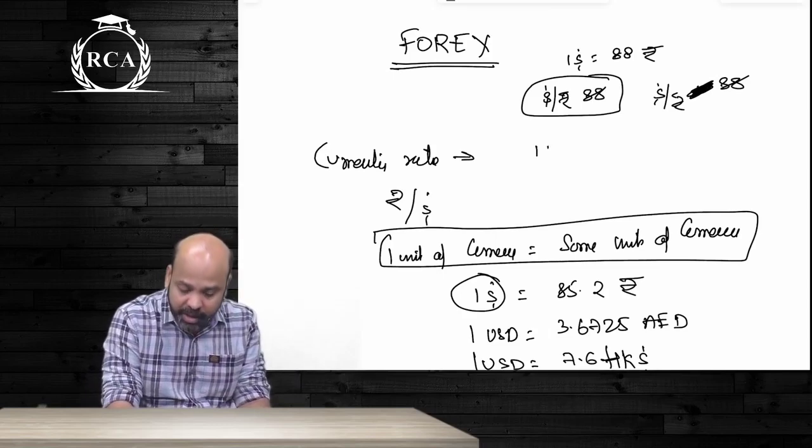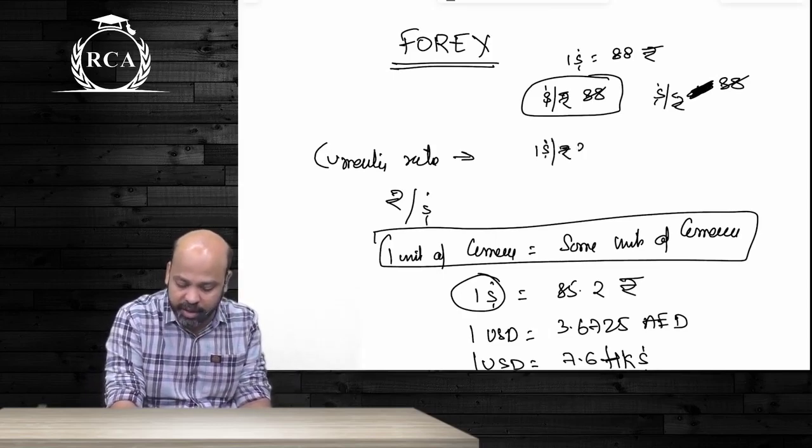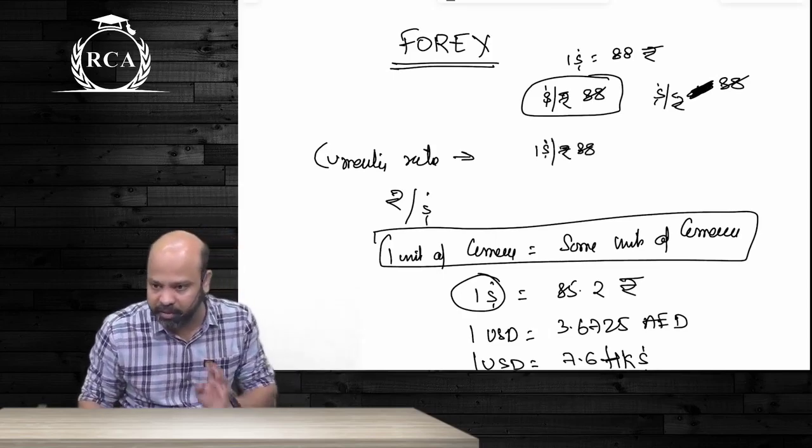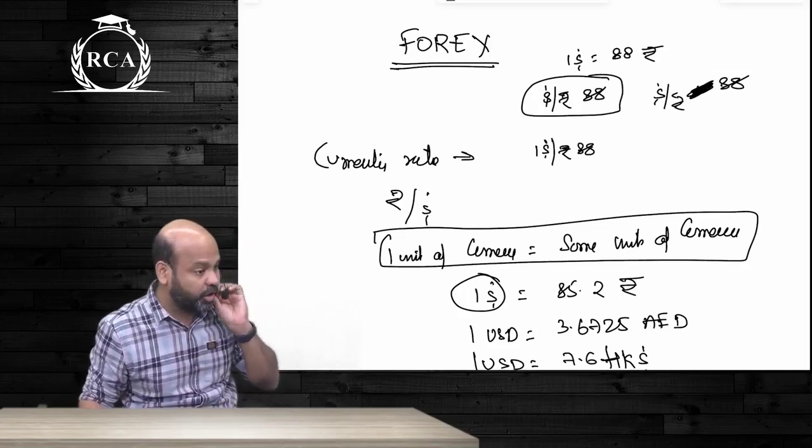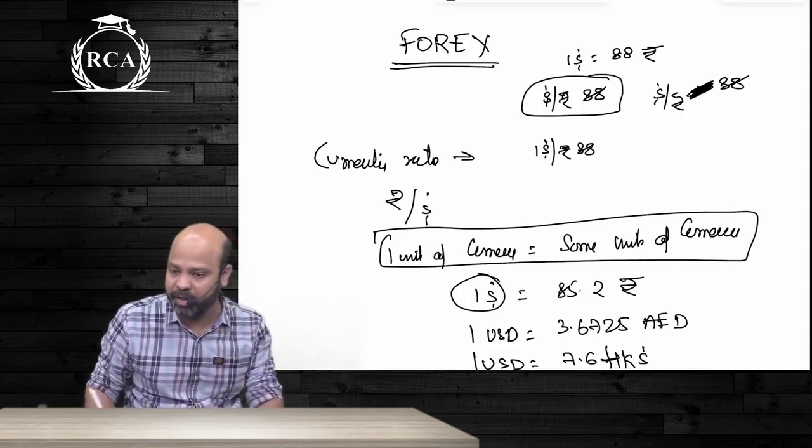Its literal meaning is $1/88 rupees. This is how it means. So here, though dollar is coming in the numerator, this means dollar is the commodity and rupee is the price.